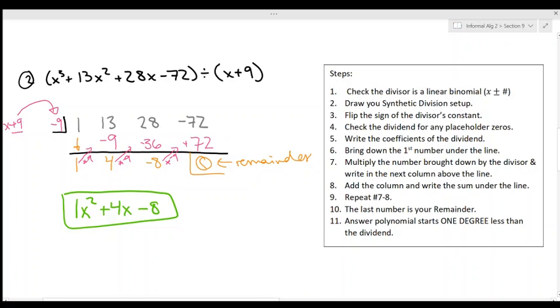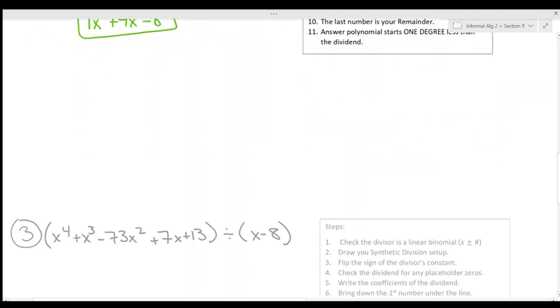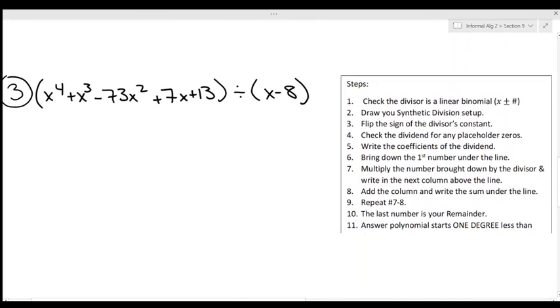Okay, let's look at number 3. Here we go. We have x to the 4th plus x to the 3rd plus 73x squared plus 7x plus 13 divided by -x minus 8. Whew. Well, we're going to check if the divisor is a linear binomial, and it is. So we're going to draw our synthetic division setup. So you need to draw your little half box and your line.